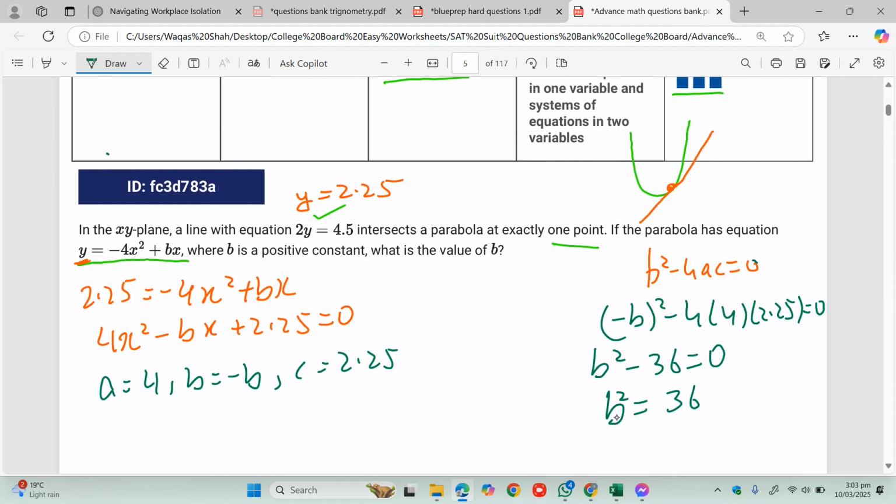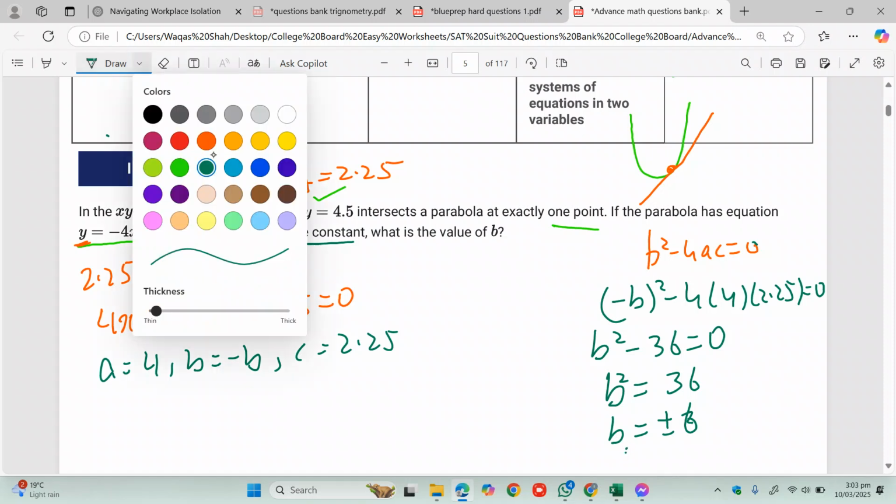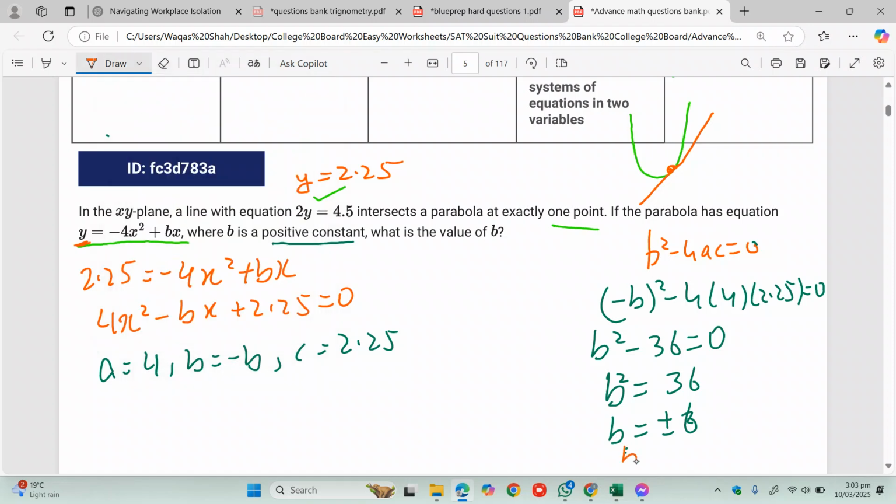Now if you take the square root on both sides, it will become b is equal to plus minus 6. Alright, so they are asking for the positive constant, right? So we will choose b is equal to 6. So b is equal to 6.